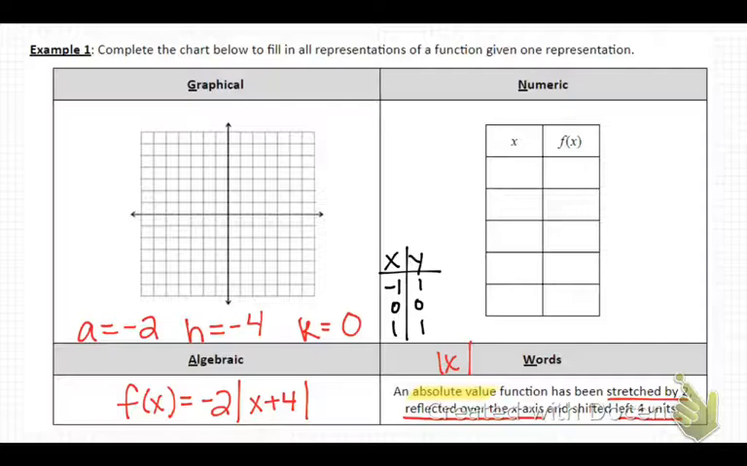Okay? Now, what do I do next every time I'm graphing? Multiply my y value by a. So what am I going to multiply by? -2. So I get -2, 0, and -2. And what do I do with those points? Plot them. Good. I'm going to graph those 3 points.